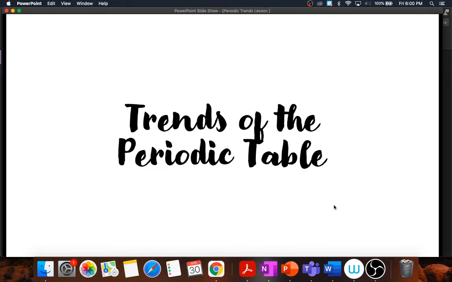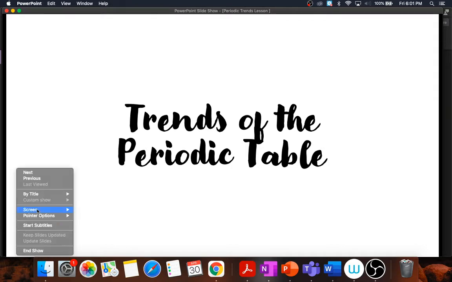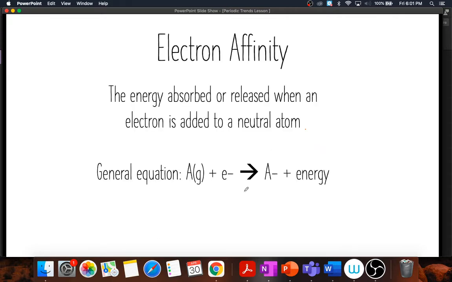All right, let's take a look at the trend that we see in the periodic table for electron affinity. So first of all, we have to talk about what electron affinity is. It is the energy that's absorbed or released when an electron is added to a neutral atom. And the general equation for electron affinity looks a little like this.